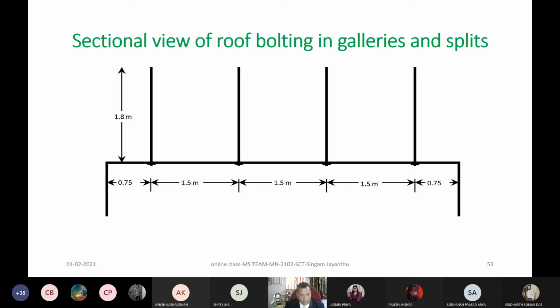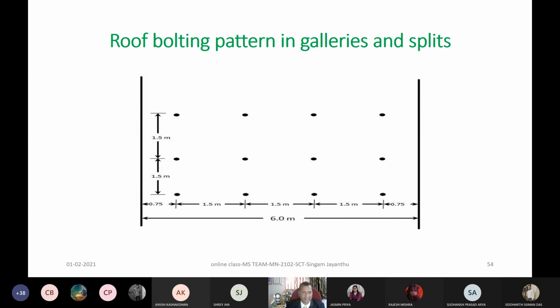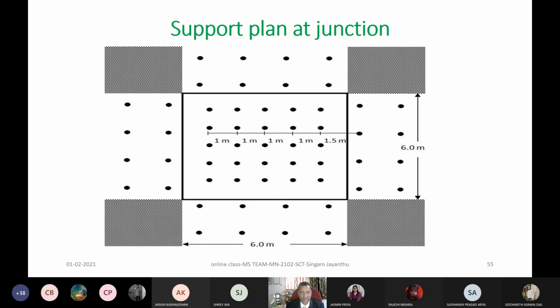Now, why is it 0.75? There are so many reasons for this. You should come up with some answers, right? Now this is a pattern of how it looks, and this is also very simple to understand. When there is a junction, some additional support is required. What is the meaning of additional support?